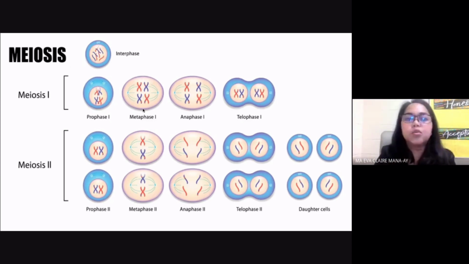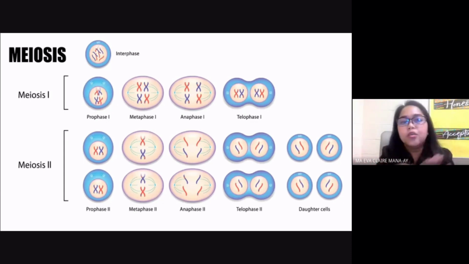Now, metaphase 1, just like your metaphase in mitosis, your chromosomes are aligned in the equator of your cell. But unlike your mitosis, where you see the chromosomes aligned singly, one by one, in this case here, your chromosomes are aligned as tetrads. Okay, we've talked about tetrads. When you say tetrads, that means a pair of homologous chromosomes. So here, they are aligned as tetrads. They are still paired up.